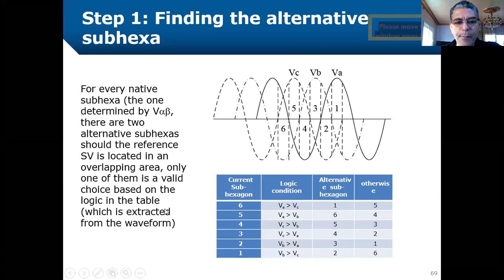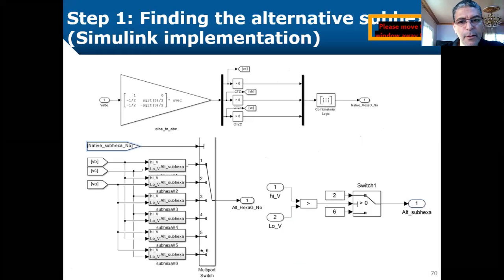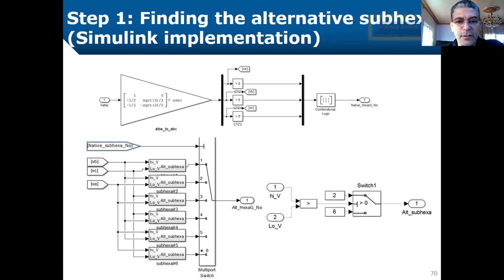So coming back, for each subhexa and subsector, we can find the alternative subhexa and the alternative subsector. As we say, we have 24 cases where a given subsector and subhexa have an alternative subhexa and subsector. And the remaining 12 cases are the cases where the native subhexa has no alternatives.